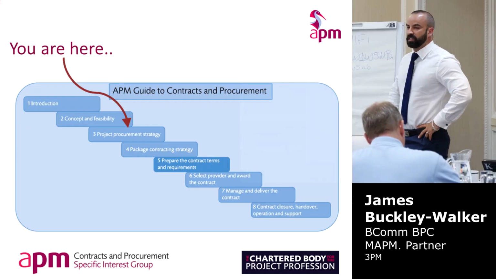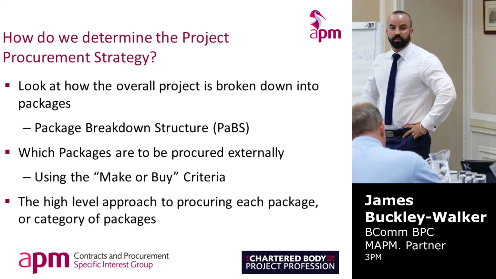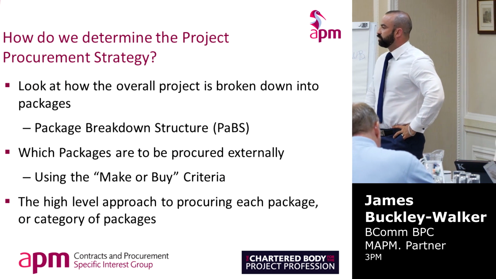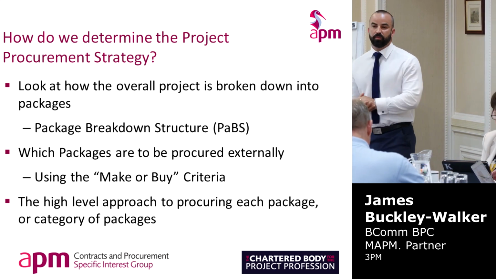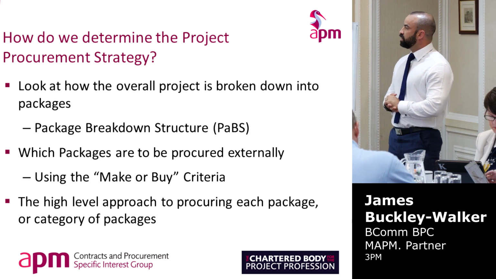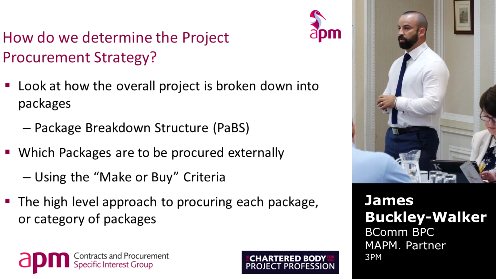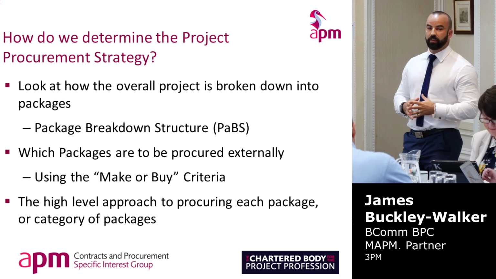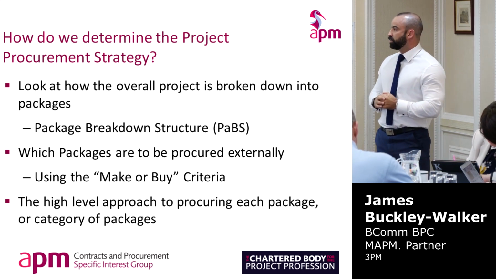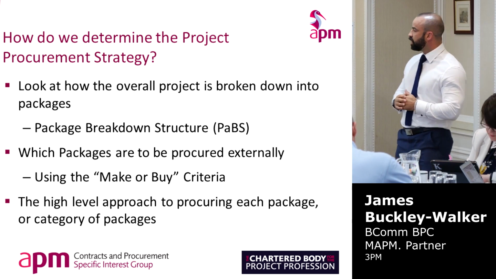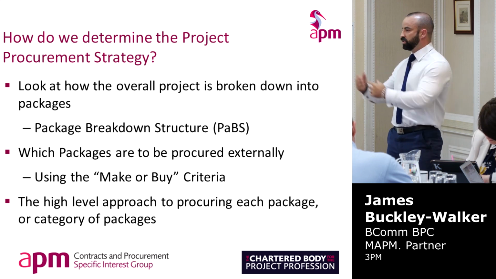I'm James. So essentially what we want to do here is set up the project appropriately. We want to set it up for success, and hopefully this is a fairly straightforward section. There are only 5 key things that we want to do, activities in this section. We want to break the project down into packages with a package breakdown structure. We look at the internal capacity of the employer and also the external willingness of the market to provide these packages using the make or buy criteria. And then we look at the high-level approach to procuring each package, which is then further detailed in the following sections.